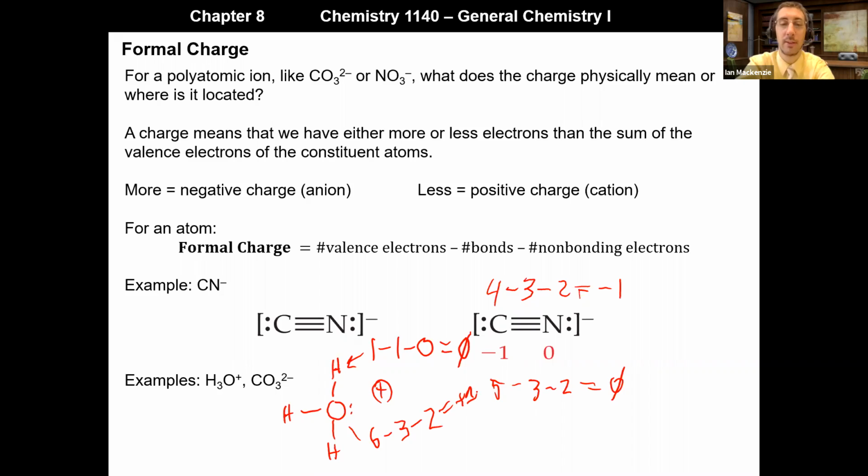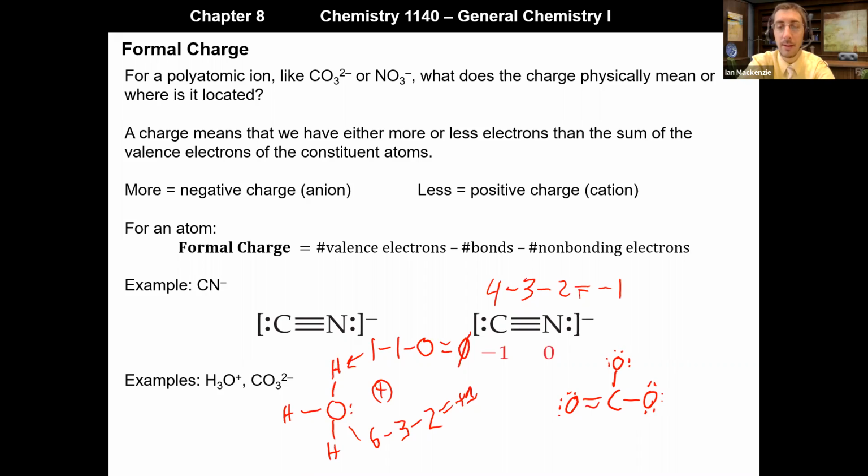And what about cases where I have multiple charges, like CO3 2-? What does that look like? Well, drawing out our Lewis structure, remember we've drawn it out like this for the carbonate ion. And I can go through and simply assign the formal charges for each of the atoms.